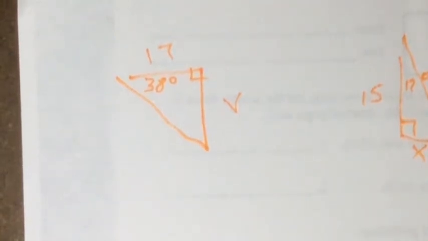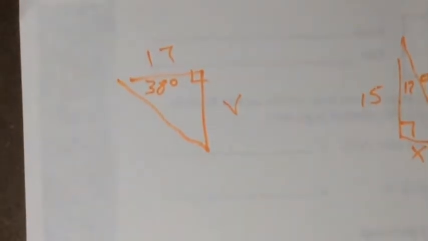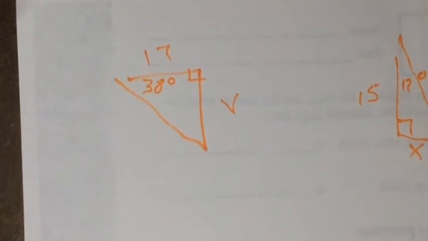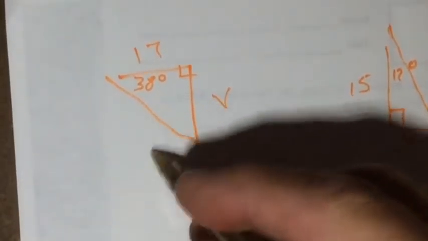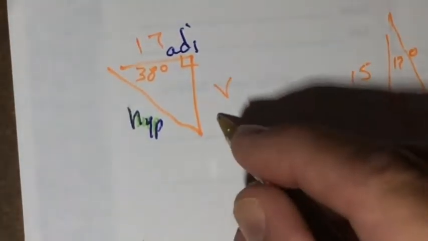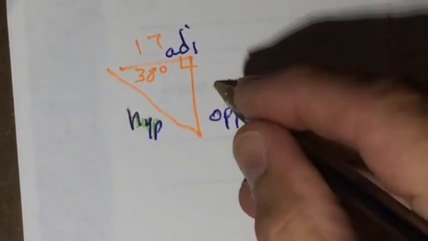The trick with these is first just to figure out which method, what tools in your toolkit, do you have to solve this. Well, here, across from here, this is the hypotenuse. Here's the angle you're interested in, so this is the adjacent side, and this is the opposite side. And you've got the x is here, and you got a 17 here, and you got your angle here.